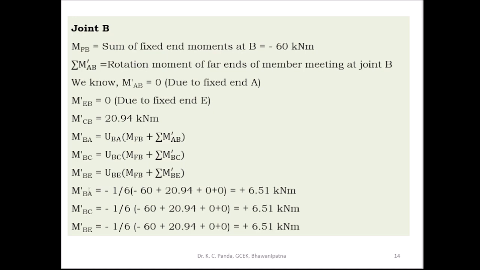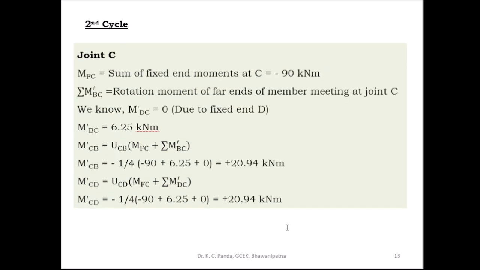Plus 0 plus 0. M dash BA is equal to minus 1 by 6 into minus 60 plus 20.94 plus 0 plus 0. So this is equal to plus 6.51 kilonewton meter. Similarly, m dash BC is equal to UBC into MFB plus summation of m dash BC, which is minus 1 by 6 into minus 60 plus 20.94 plus 0, which is plus 6.51 kilonewton meter. Similarly, m dash BE is equal to minus 1 by 6 into minus 60 plus 20.94 plus 0 plus 0. This is equal to plus 6.51 kilonewton meter.